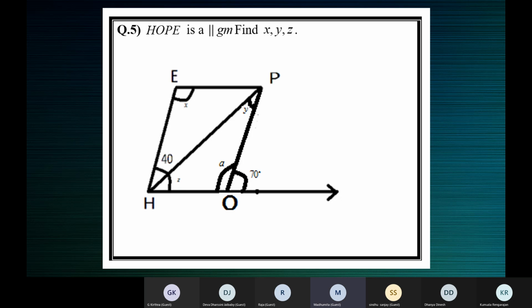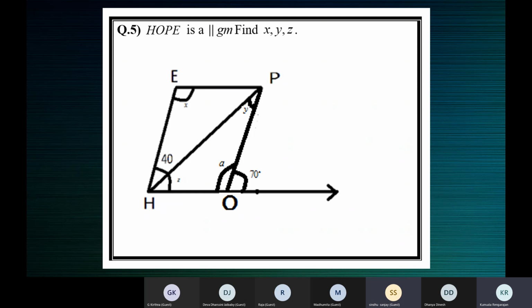Ma'am, opposite angles are equal, so Z is equal to Y. But Z and Y are not completely opposite angles. Z is a part of angle H, and Y is a part of angle P. The whole of angle H is equal to the whole of angle P. Z and Y are only parts of those angles, so they need not be equal.